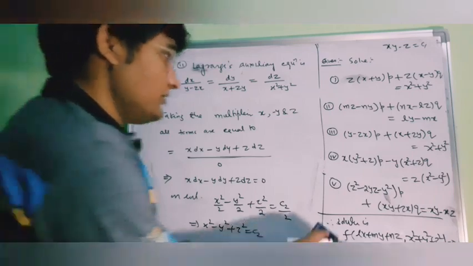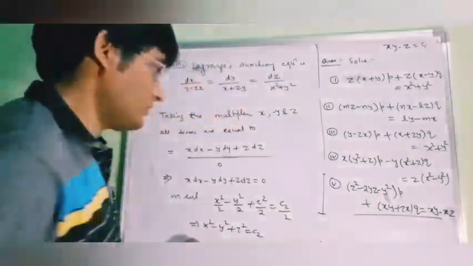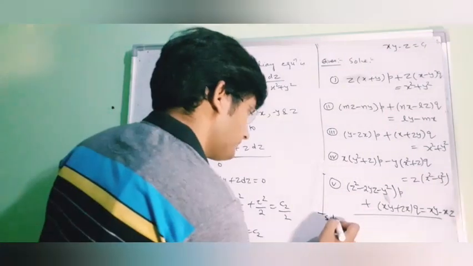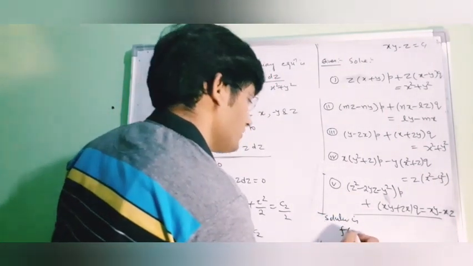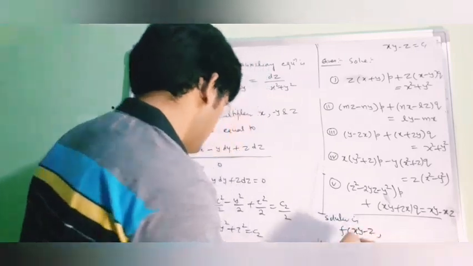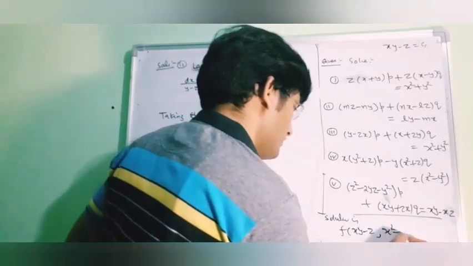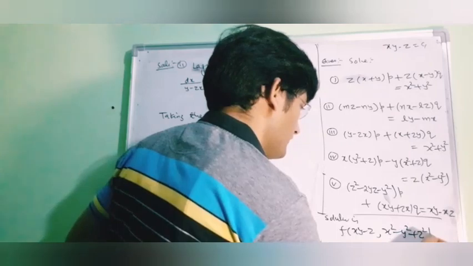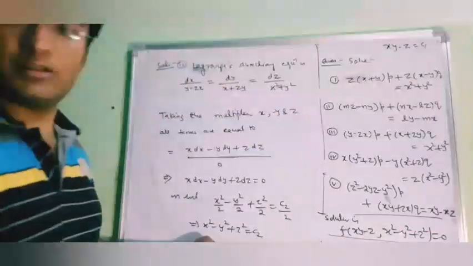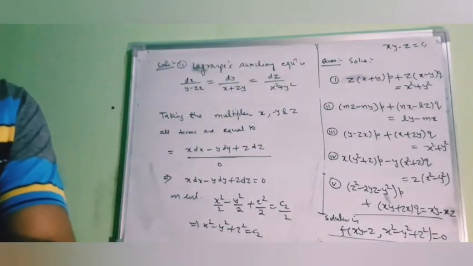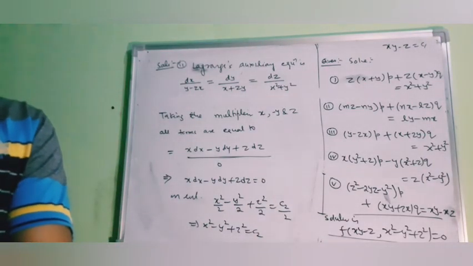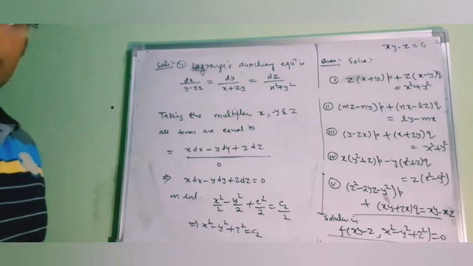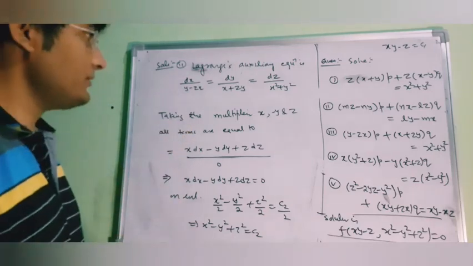Thus our solution is f of, the first solution was xy minus z, and this is your x square minus y square plus z square equal to 0. So this is your solution in this case. Now let us solve the next problem, that means the next part, the fourth part.